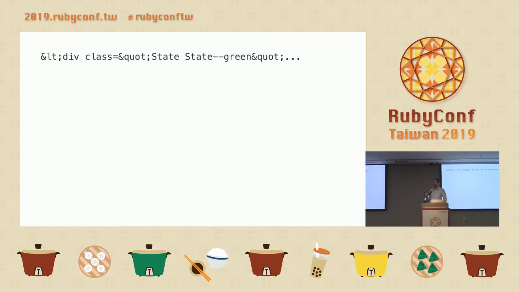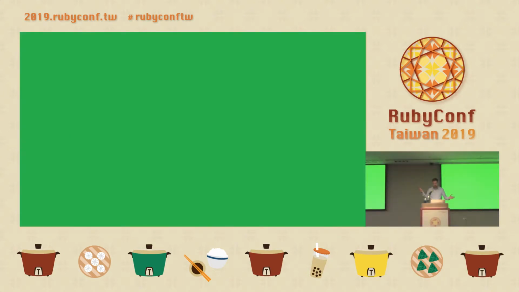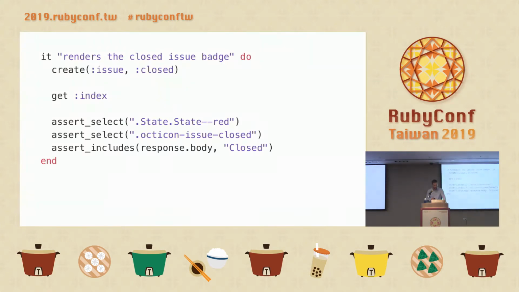So instead of trying to reinvent the wheel, what if we just use the existing Rails rendering pipeline? To do that, we're going to need to move our template into a method called template. And then in our HTML method, we'll run our template through ActionView's existing ERB template handler. This basically mirrors exactly what Rails templates do today, which is they are compiled and then executed. Then we'll run our tests again. And we're green. We got a working component. So let's keep moving along.